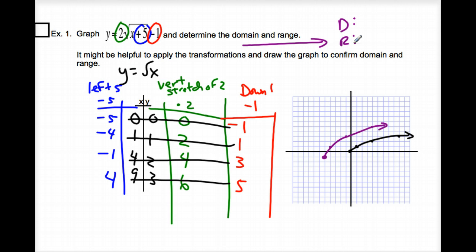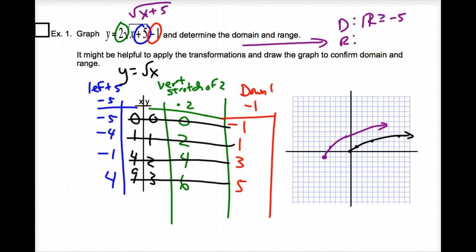Domain is your x's. This graph, the purple graph, doesn't go any further to the left than -5. -5 is the smallest thing I can plug in up here, because if I plug in anything smaller than -5, I'm trying to square root a negative. That's bad. So domain is all reals greater than or equal to -5. Or I could say x greater than or equal to -5.